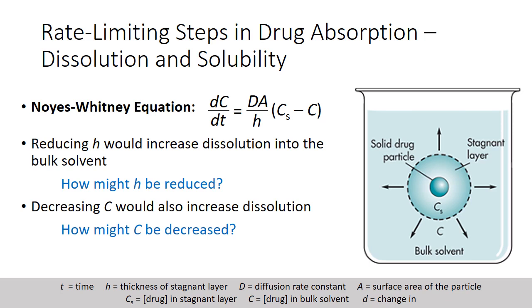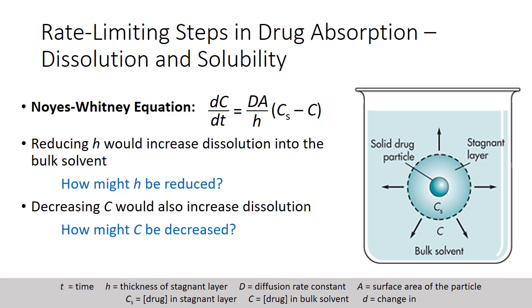Okay, so I have some questions here. First of all, statement: reducing H, which is the thickness of the stagnant layer, would increase dissolution to the bulk solvent. Right, so if I made this layer thinner, that would increase dissolution into the bulk solvent. So my question is a little bit of thinking beyond this: how might H be reduced? How might we reduce the thickness of the stagnant layer?